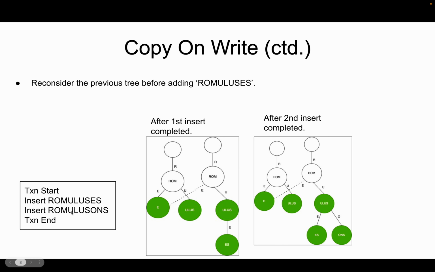So when you try to insert Romulus, it is going to create a new leaf, but it is going to attach it to this particular existing node, right? This node was copied over during the last series of steps when you tried to insert Romulus, but it won't be copied over again, right? Now you're doing transaction end, right? I think that's it for the explanation.